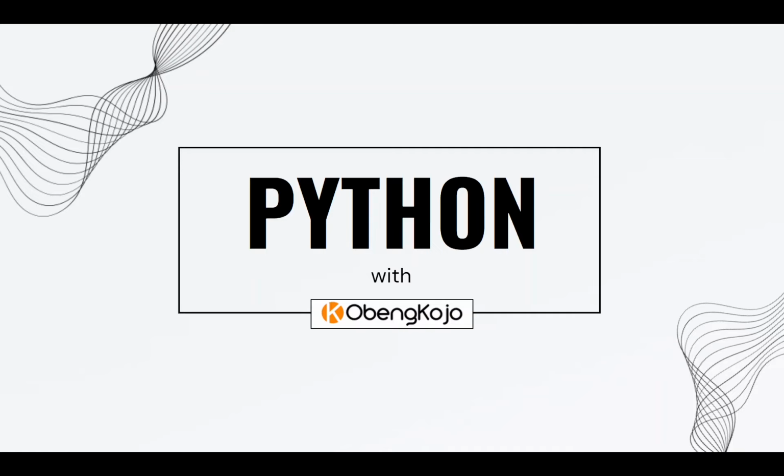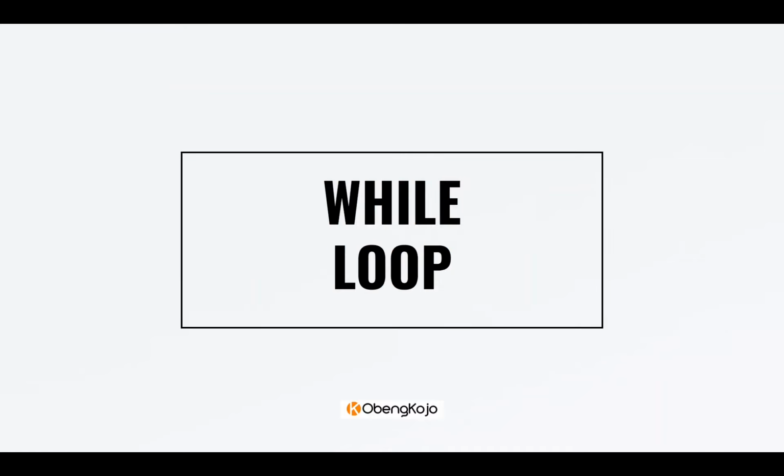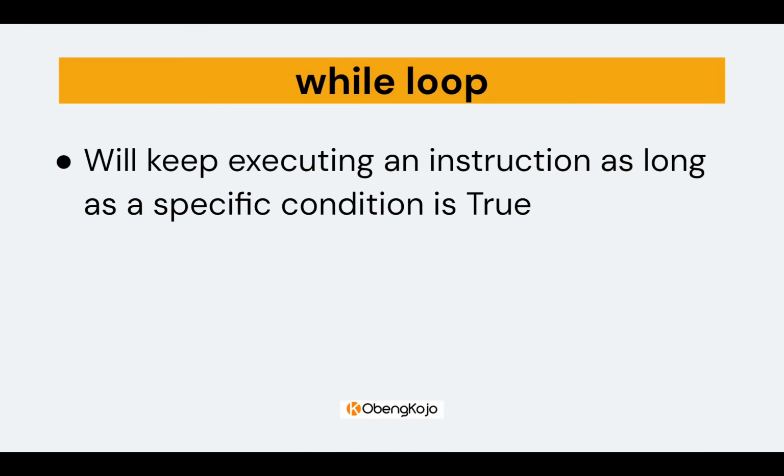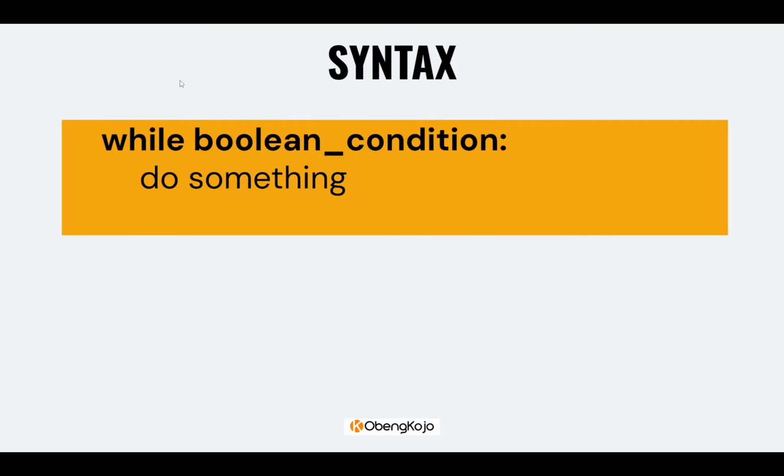Today we'll be looking at another control flow statement called a while loop. A while loop is a control statement that will keep on executing an instruction as long as a specific condition is true. Now, this is the basic syntax of a while loop.